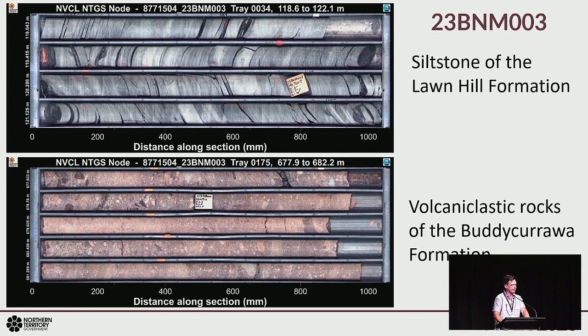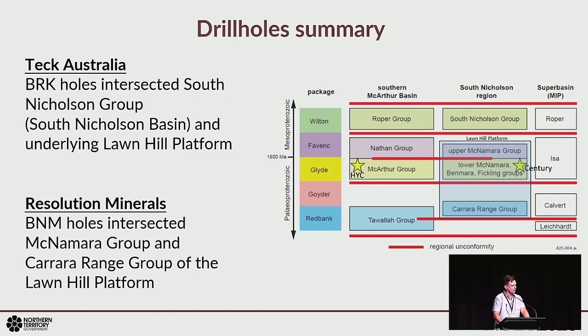All right, just to summarize the results from those drill holes, the Tech drill holes, the BRK holes, both of them intersected Lawn Hill Platform, and one of them intersected the South Nicholson Group. From what Tim Munson tells me, not only did it intersect the South Nicholson Group, it intersected a complete section, a succession of the South Nicholson Group. The Resolution Minerals drill hole intersected both the McNamara Group and the underlying Carrara Range Group of the Lawn Hill Platform.